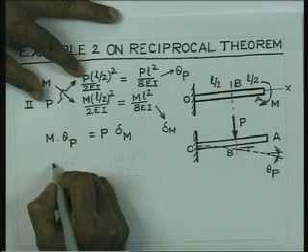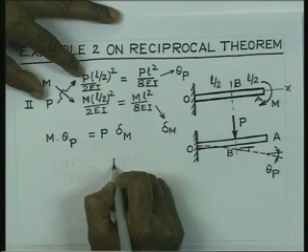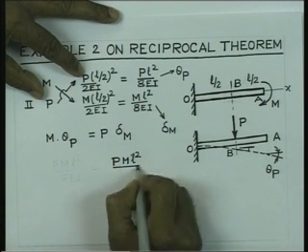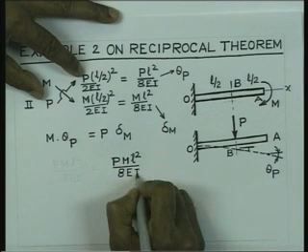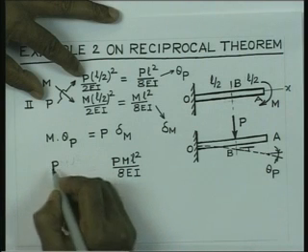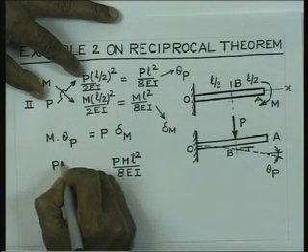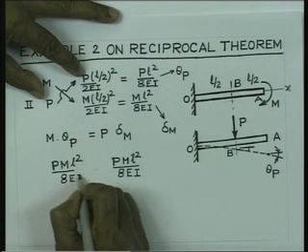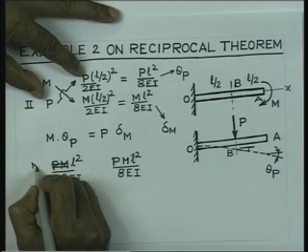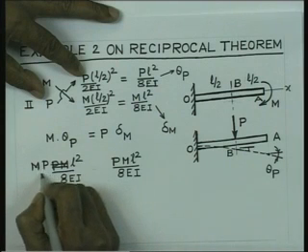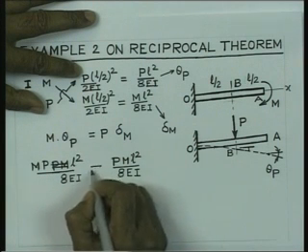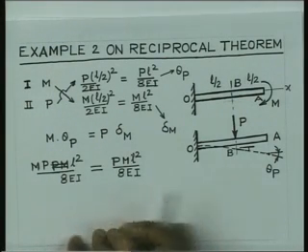So, if we now substitute the value, what we have, P into delta M is M L square by 8 E I, and M into theta P, which can be written M into P L square by 8 E I. So, you can see that both the expressions are same and they are equal, and hence it also follows the reciprocal theorem.